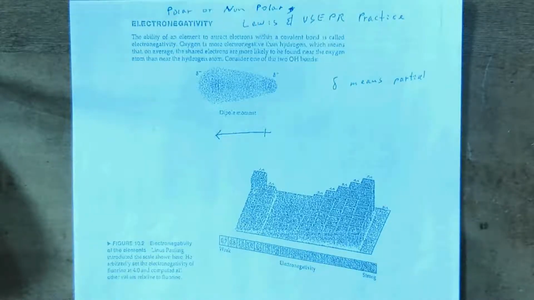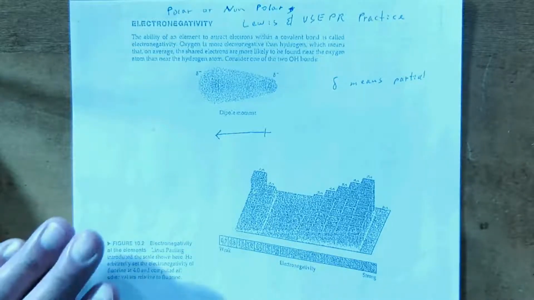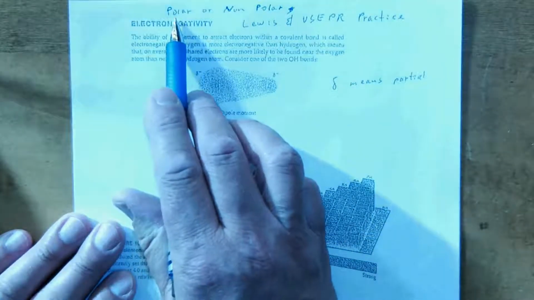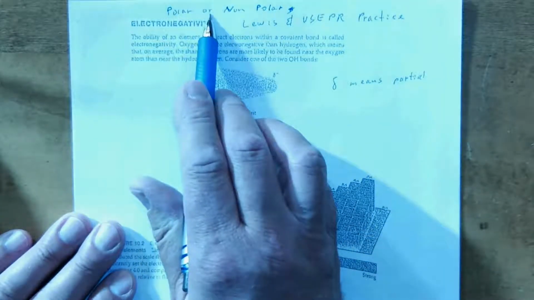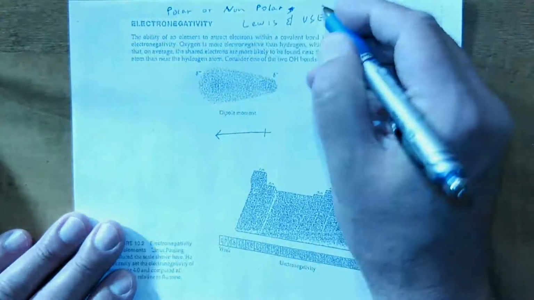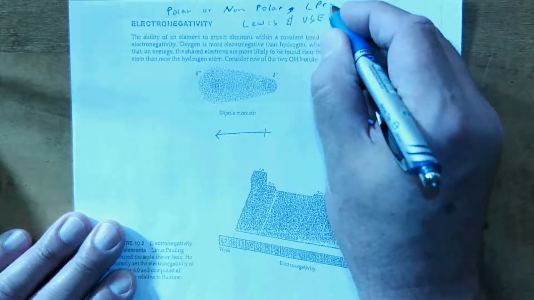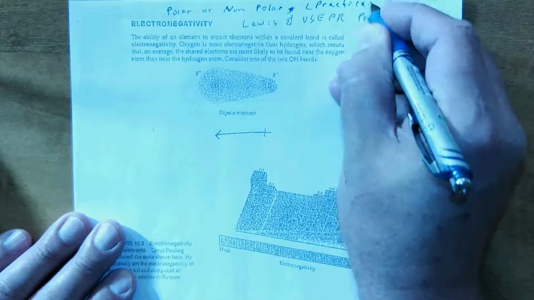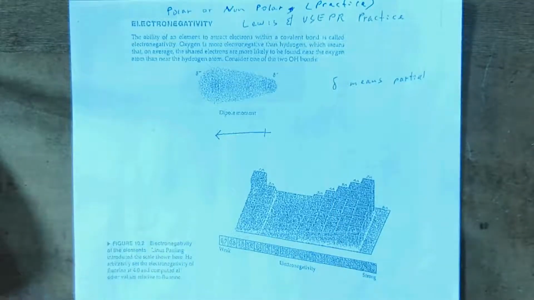All right, here's the third in our series of online videos. Today we're going to be finishing up Chapter 10. We're going to be looking at whether something is considered polar or nonpolar. So you might want to go ahead and print up the notes for this. They're on the website, and on the website the notes are called polar or nonpolar, and then it'll say practice. So you might want to print those up before you start watching this video.